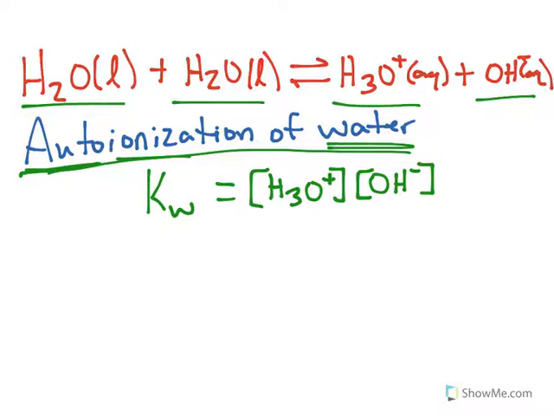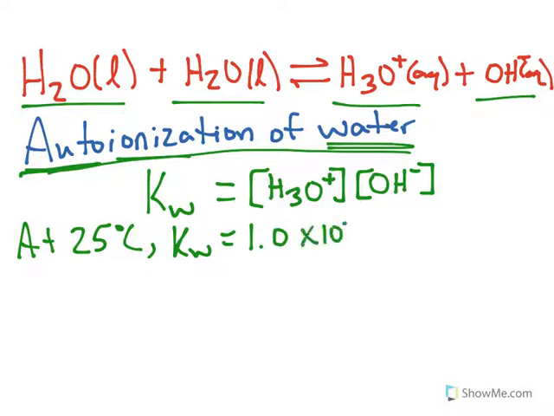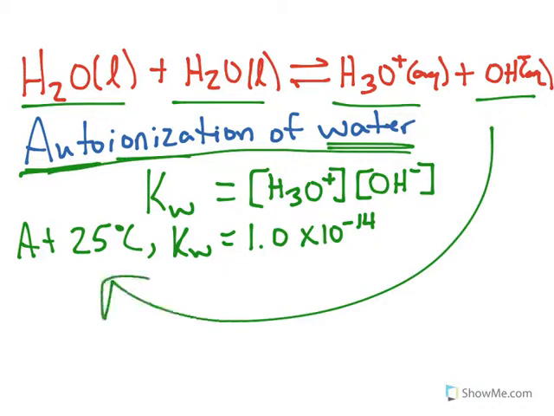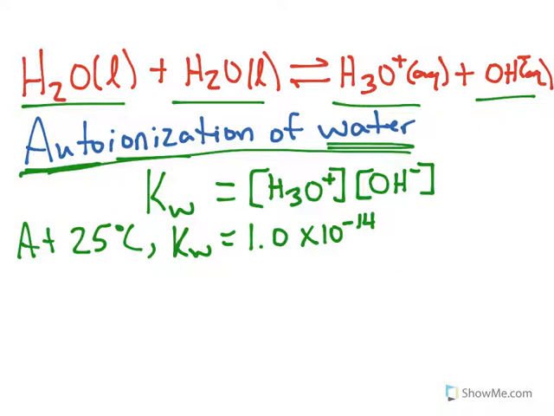Now, interestingly enough, at 25 degrees Celsius, we've actually found that this value for Kw equals 1.0 times 10 to the negative 14th. That's a tiny K, so think about what that means in terms of this equilibrium. K is tiny, tiny, tiny, so it's very much reactant favored. There's hardly any of this hydronium or hydroxide. That doesn't mean there's none, there's just so little of it.